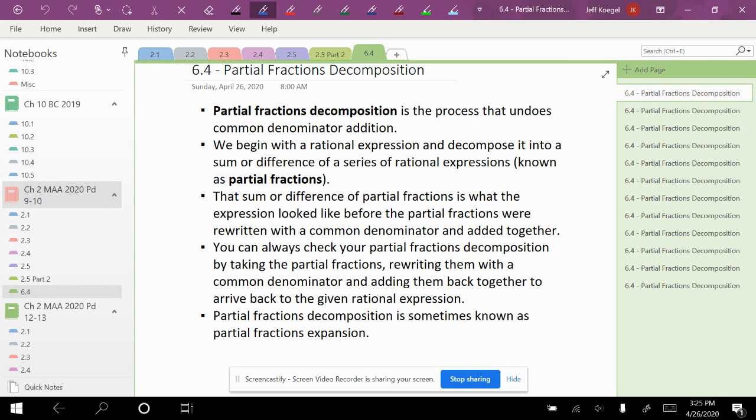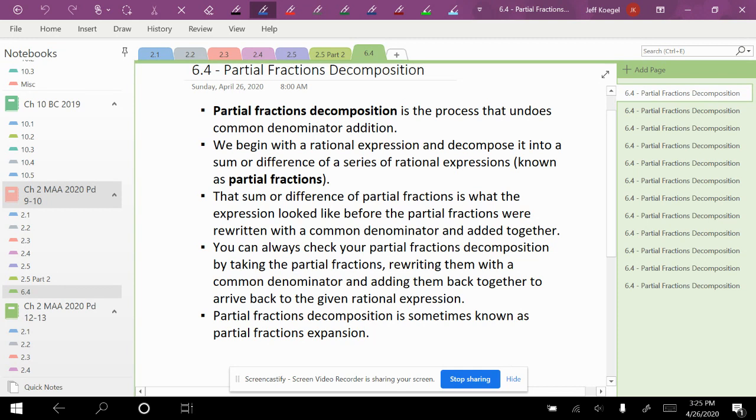We learn how to add quotients by rewriting them with a least common denominator. Up until now, we haven't learned how to undo that process. In this lesson, we will learn how to do so using a process known as partial fractions decomposition. And partial fractions decomposition is a process that undoes common denominator addition.